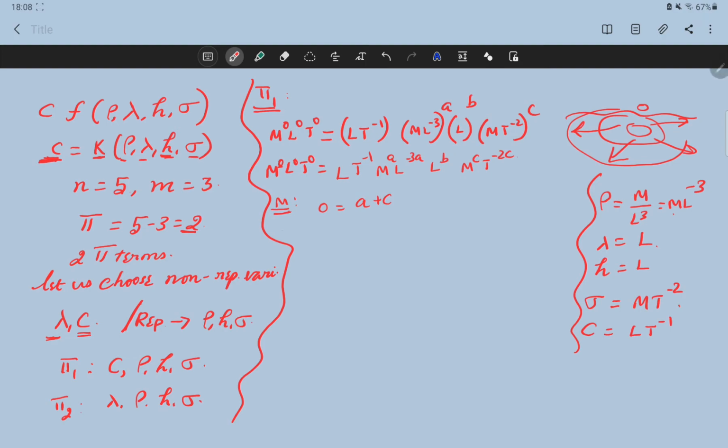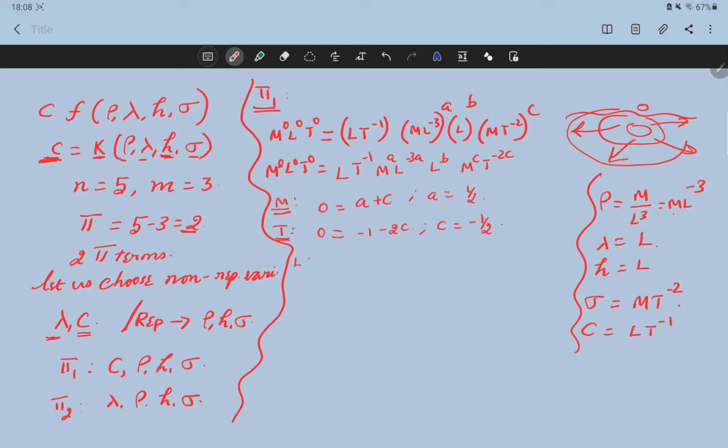Let us look at the t term. In t, if we equate the powers of t, we get 0 equals -1 minus 2c, which means that if we rearrange the equation, we will get c equals -1 by 2. If we substitute this in here, we should get a equals 1 by 2.